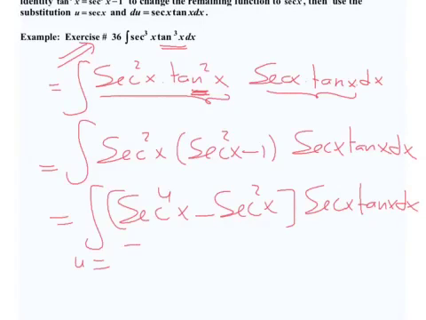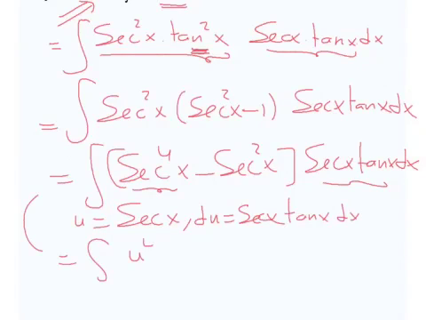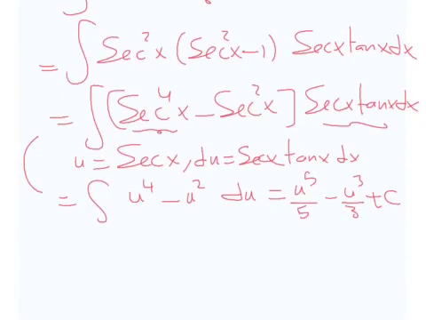Now if we take u as secant x, du is secant tan, because the derivative of secant is secant tan. So this integration will become u to the 4 minus u square du, which can be easily integrated as u to the 5 over 5 minus u cubed over 3 plus c. U can be replaced by secant, so secant to the 5 minus secant cubed plus constant.